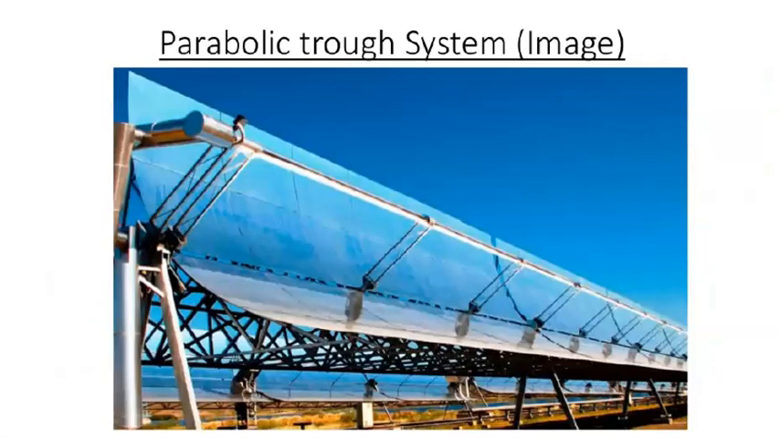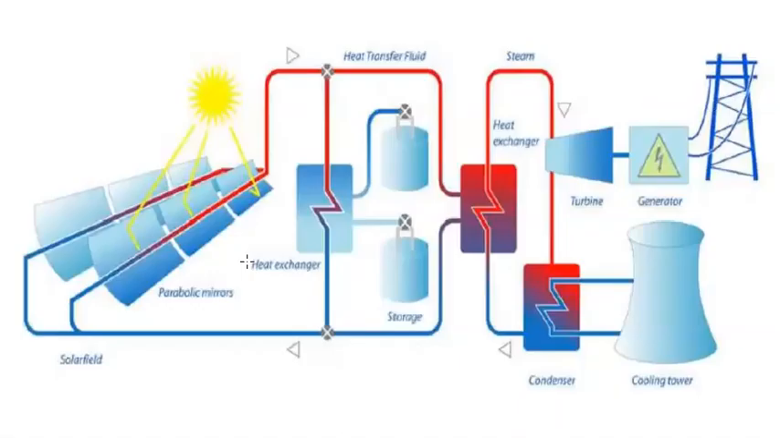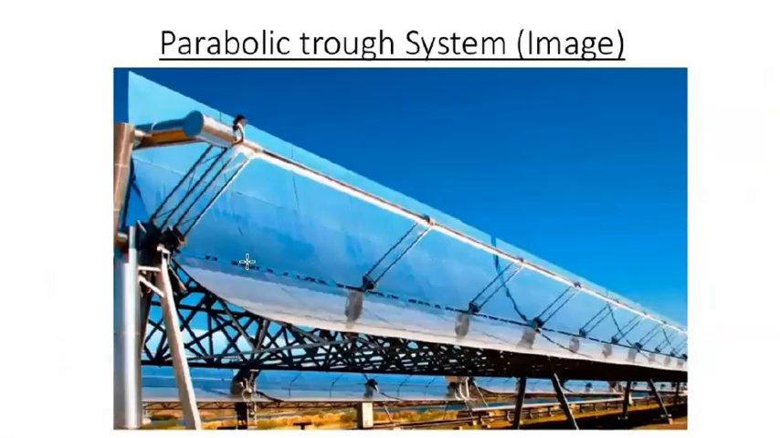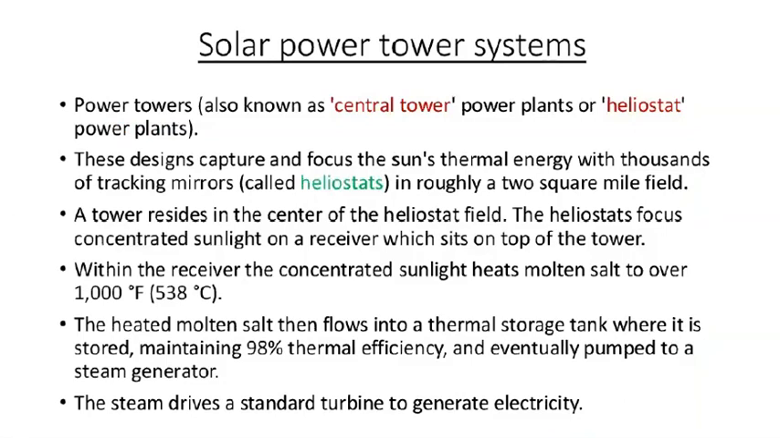The parabolic trough system image is this one. This is the operating image. This is the actual image, which is located at a particular location. So this is the parabolic trough system. The number of mirrors are located where this axis represents the total sunlight concentrating on a midpoint. And coming to the next one, that is the solar power tower system.